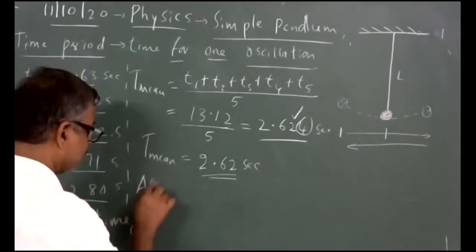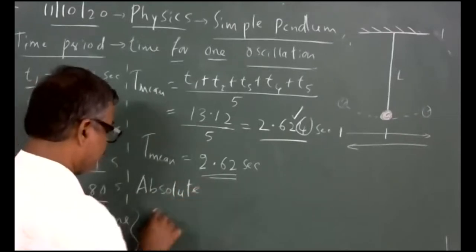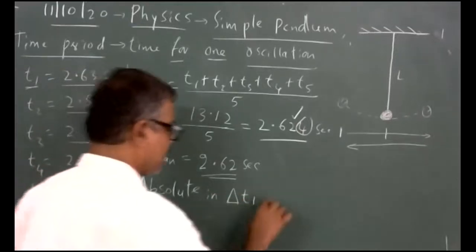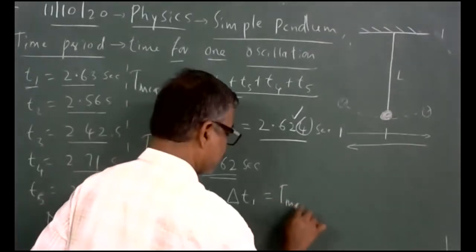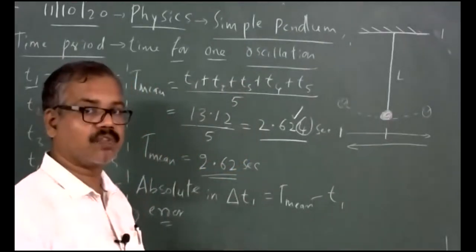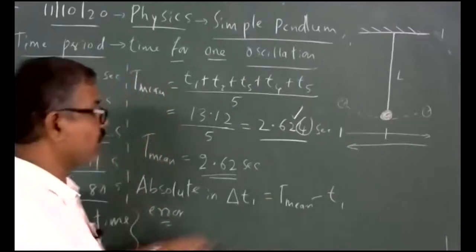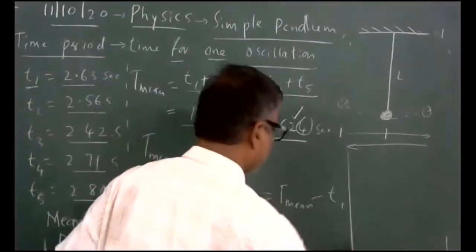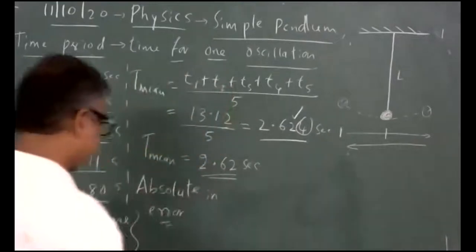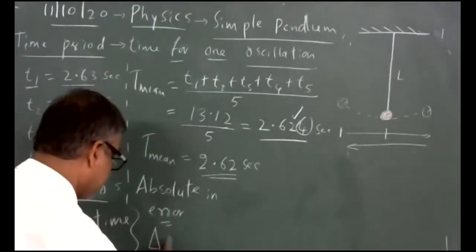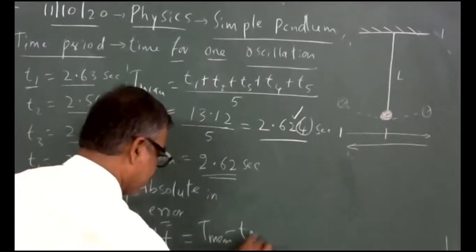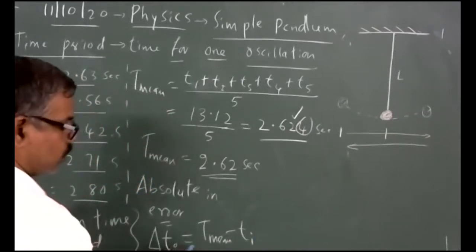Now I define absolute error. What is the absolute error in delta T1? We know that delta T1 is measured as T mean minus T1. Similarly, delta T2, delta T3, delta T4, delta T5, I go on doing. When I do this mathematical calculation, you'll get some values. So this formula gives me delta Ti equal to T mean minus Ti.